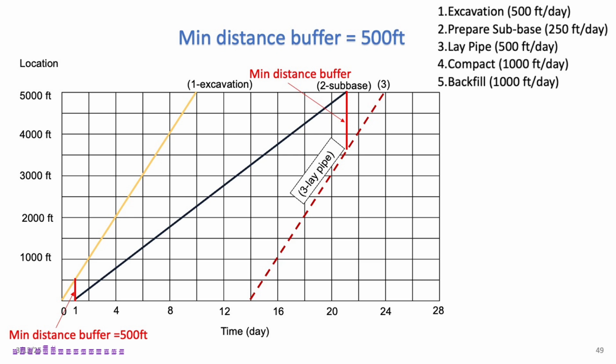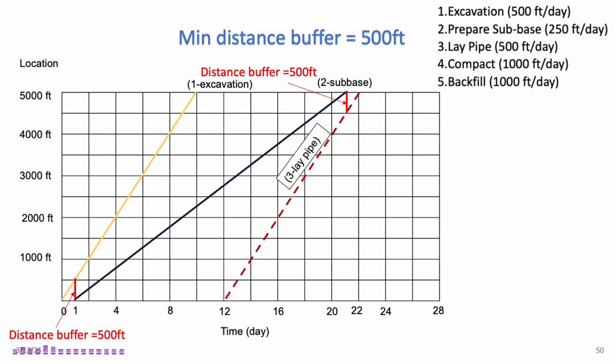To meet the required buffer, we must shift the entire pipe laying line to the left until the minimum distance buffer is exactly 500 feet. After making this move, we determine that the pipe laying activity should start on day 12 and finish on day 22. Now, let's repeat the same process for the last 2 activities, which are compacting and backfilling.